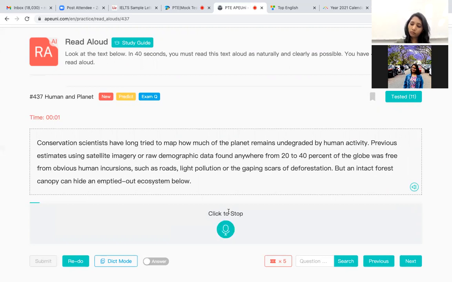Conservation scientists have long tried to map how much of the planet remains undegraded by human activity. Previous estimates using satellite imagery or raw demographic data found anywhere from 20 to 40% of the globe was free from obvious human incursions such as roads, light population, or the gaping scars of deforestation. But an intact forest canopy can hide an emptied out ecosystem below.